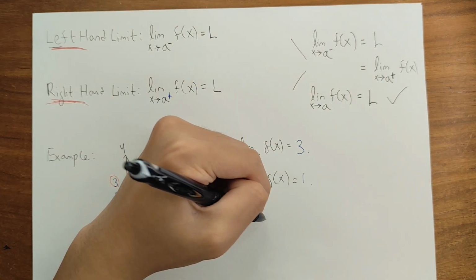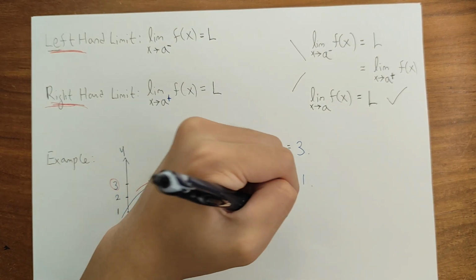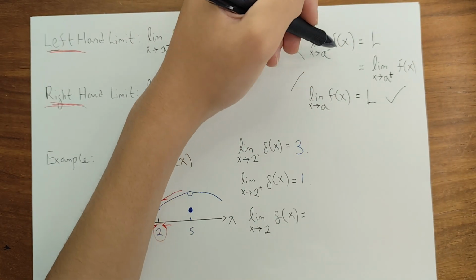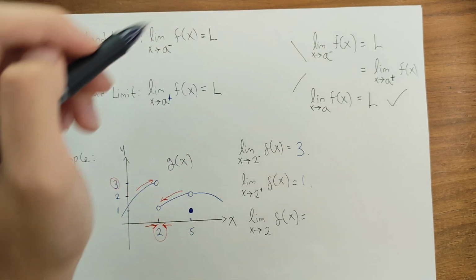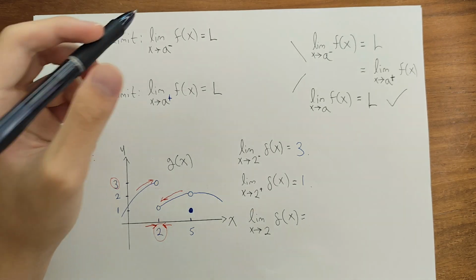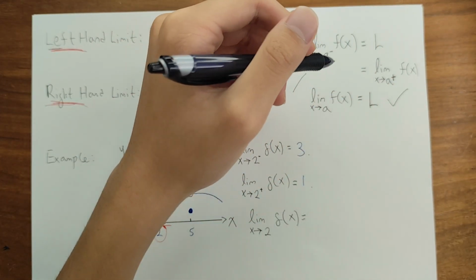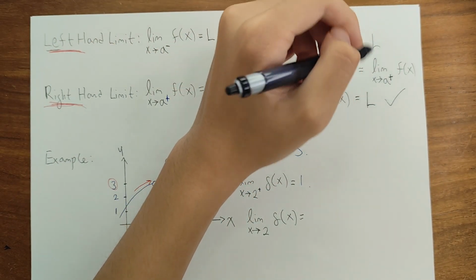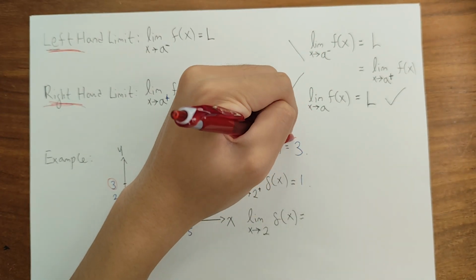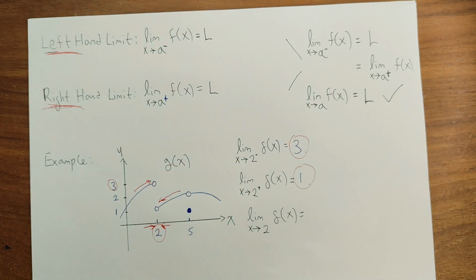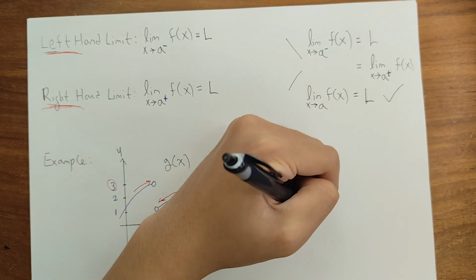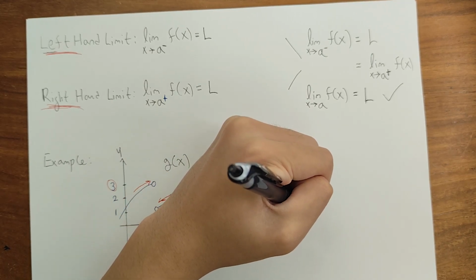Alright, so what is the limit as x approaches 2 in general? Okay, so from here, if the left-hand limit and the right-hand limit are equal, then it exists and equals the same value. But the left-hand limit and the right-hand limit here are not equal. 3 is not equal to 1. So this limit in general does not exist.